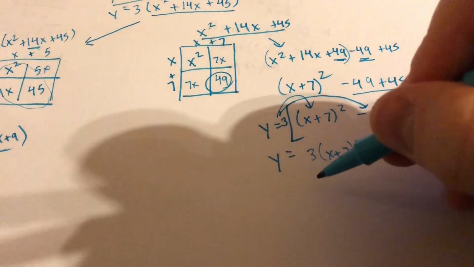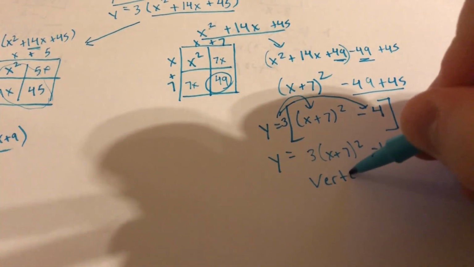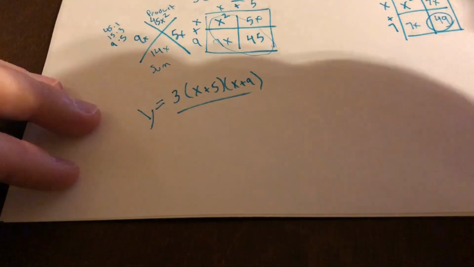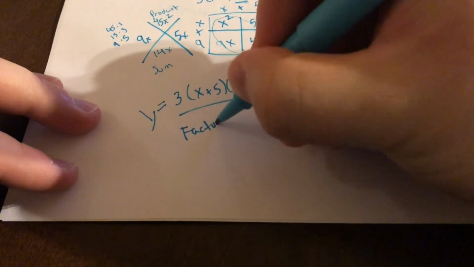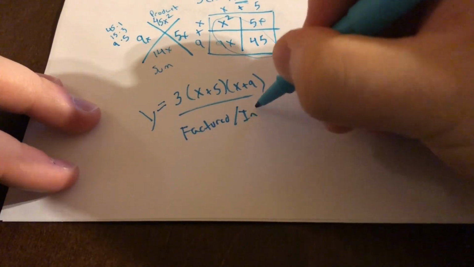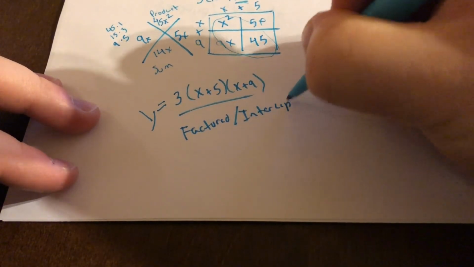So here we've converted to vertex form, and then here we converted to factored slash intercept form. And there you have it.